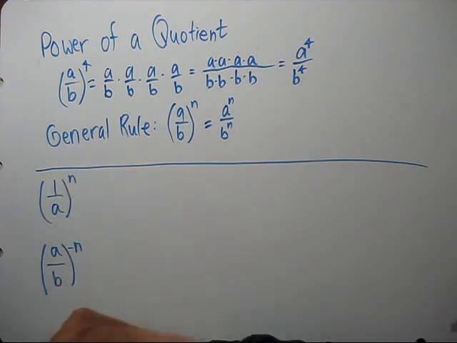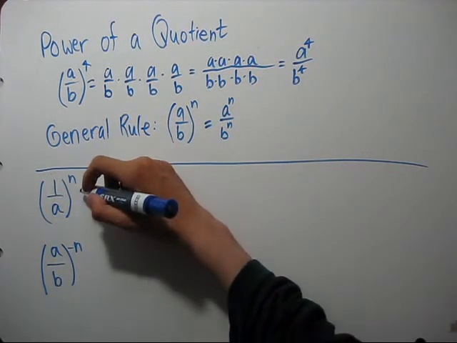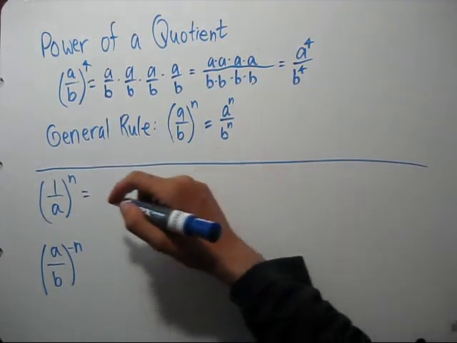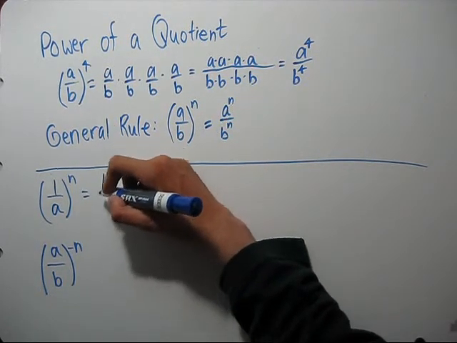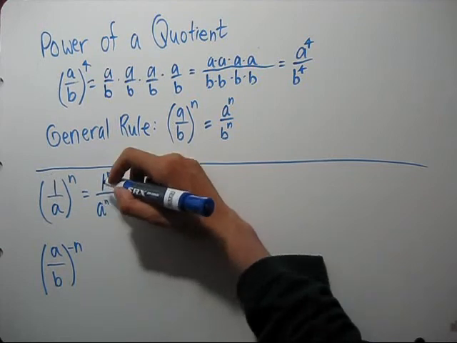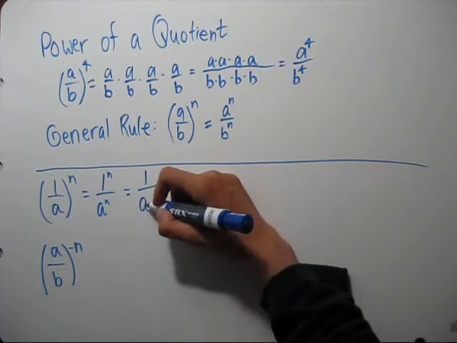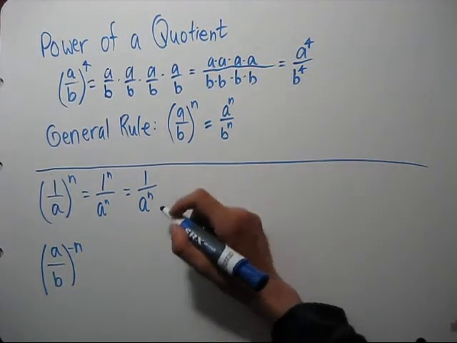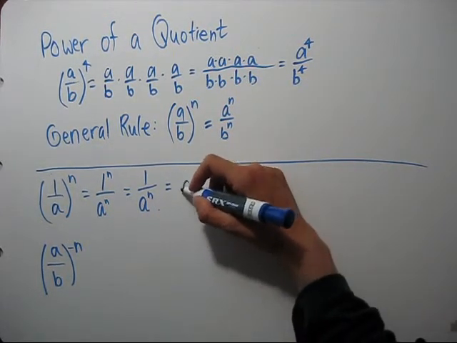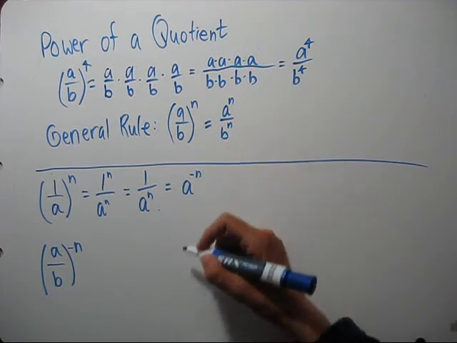Now let's analyze 1 over a to the n. From this rule here, this is the same as 1 to the n over a to the n. 1 times itself n times is just 1. So this is the same as 1 over a to the n. We've seen that before. This is equal to a to the negative n.